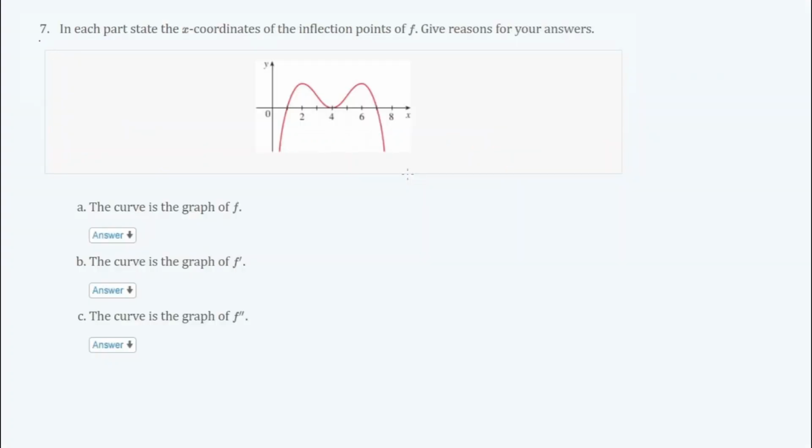Alright, so I want you guys to try number 7. Number 7 is essentially, think of this as a function graph, first derivative and second derivative. So you have to find out the inflection point given the condition. So you can pause the video and try that out.